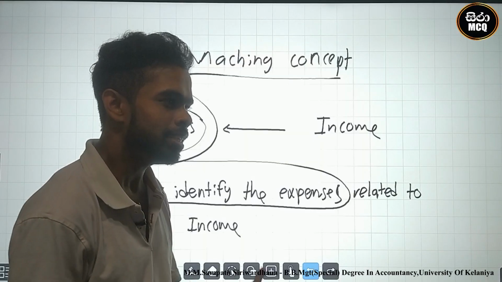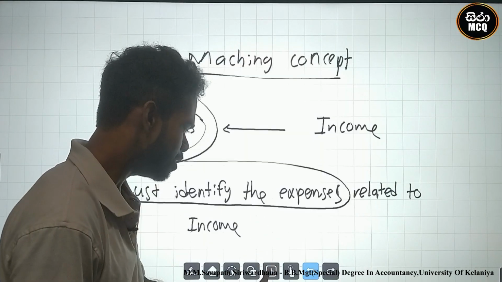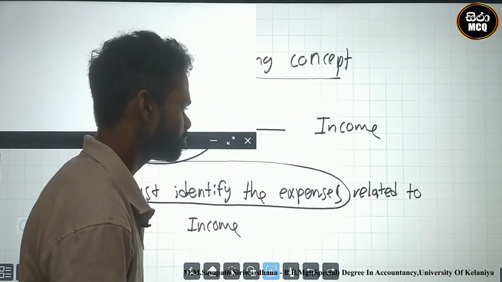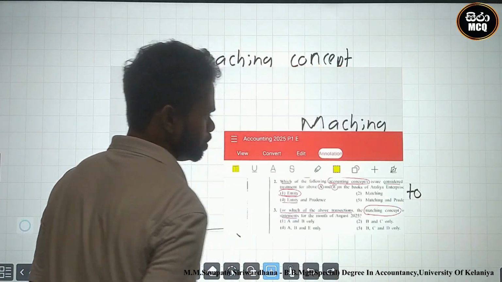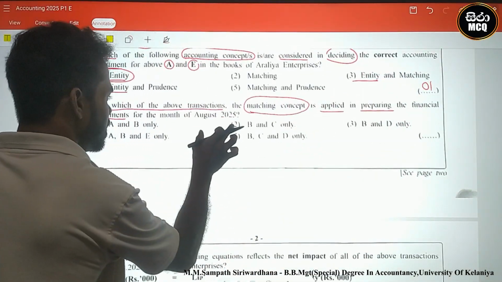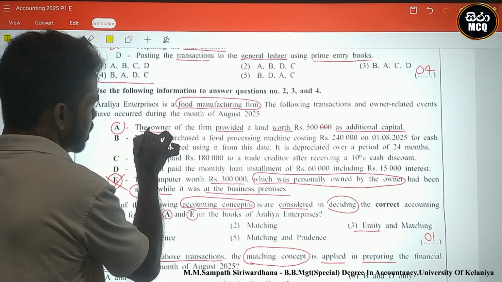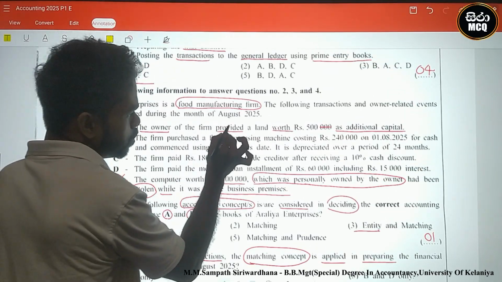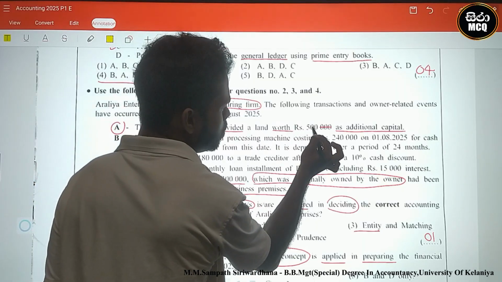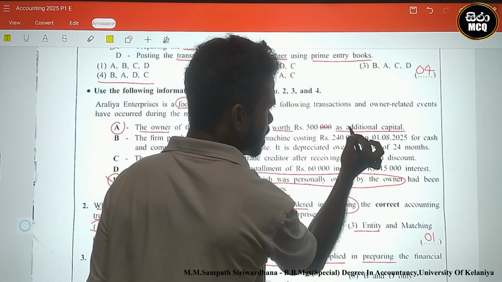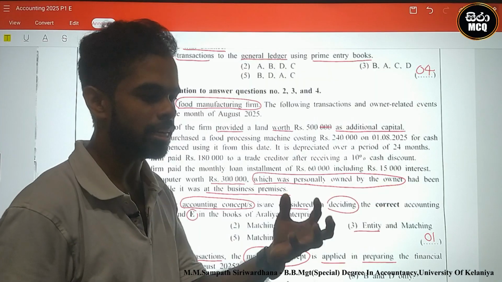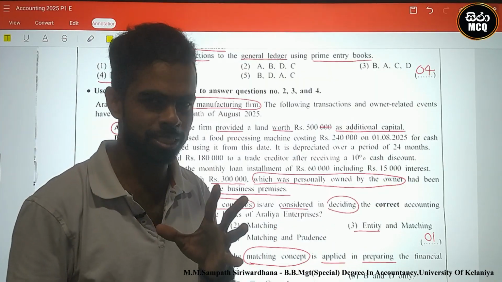In that case, which transactions are expense related? The matching concept is about expenses. Now, what is the transaction expense related? First one, the owner of the firm provided land worth 500,000 as additional capital. This is additional capital. No, there is no expense. This is rejected.